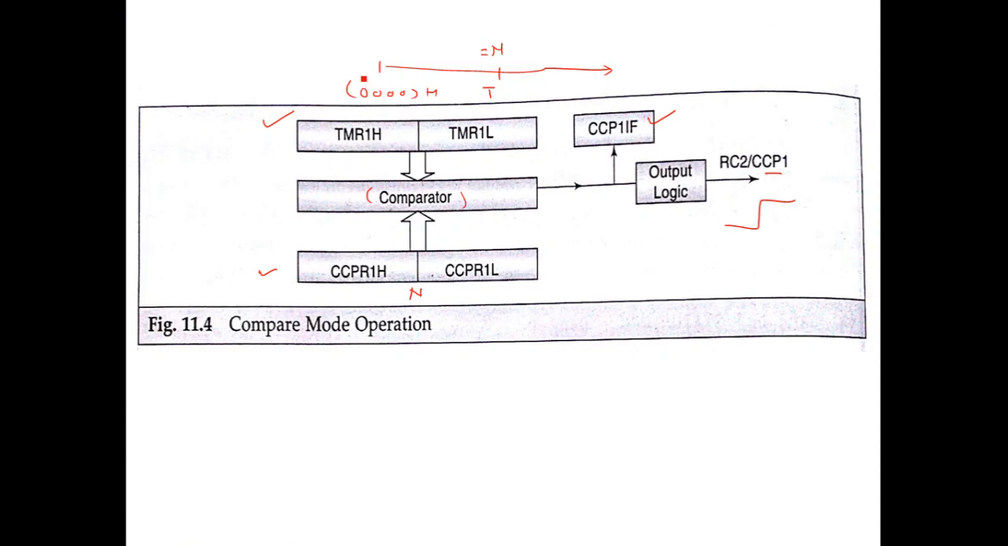So you are starting your timer from 0 and you are putting some count n in the CCP register. As you change this n, maybe smaller or larger, the delay from this point will change. Depending upon this count, some event at the output is going to be triggered after a certain amount of delay, or your CPU is going to get interrupted after a certain amount of delay. So that delay is adjustable with the help of this n. That's the basic purpose of this compare mode of operation.